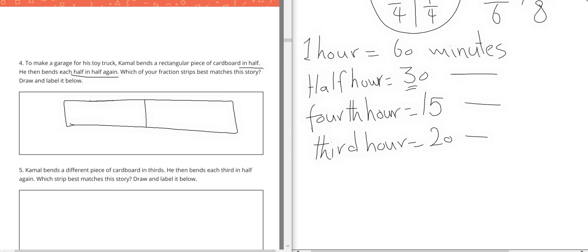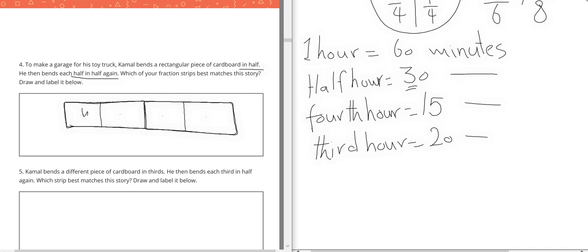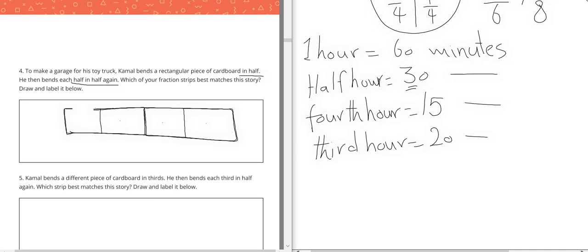Then each half he bends in half again. So he divides this half into 2 halves, and this half into 2 halves, this half into 2 halves. So how many parts do we have? 1, 2, 3, 4. So we write 4 at the denominator.